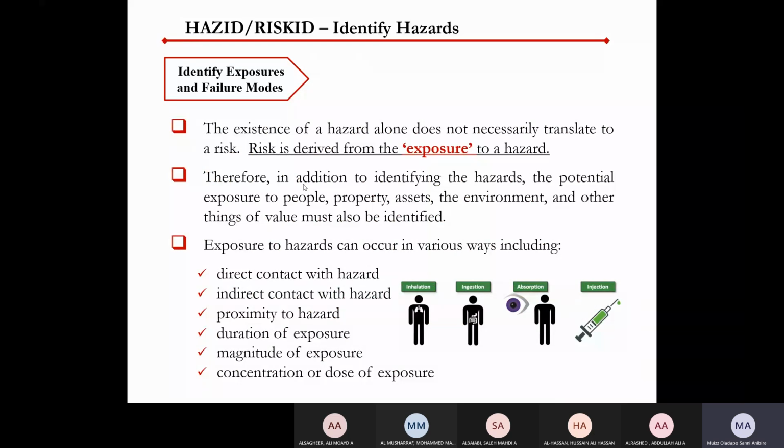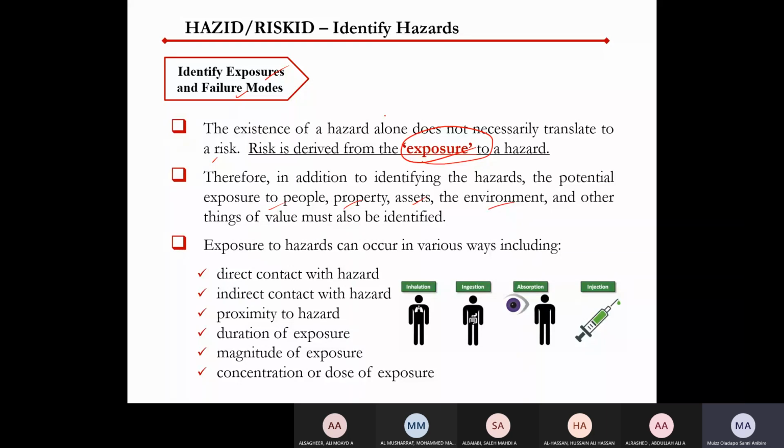So now let's identify what we call the exposure and failure modes. Now you know the hazard, but because you have a hazard does not necessarily mean there's a risk. You have to first establish how people or facilities could be exposed to these hazards. So one thing is to identify the exposures to the hazards as well as failure modes of equipment, facilities or systems. Like we said, the existence of a hazard alone does not necessarily translate to a risk. Risk is derived from the exposure to the hazard. So in addition to identifying the hazards, its potential exposure to people, property or assets, the environment, or other things of value must be identified.